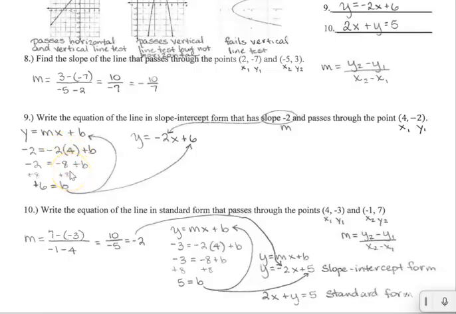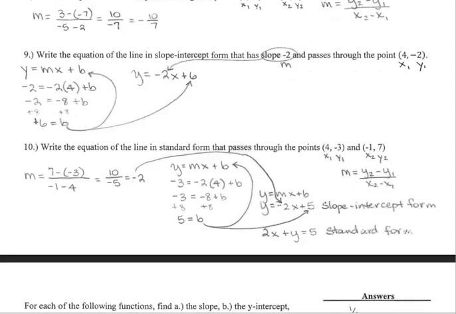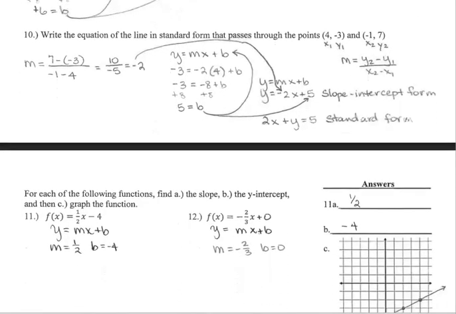So let's add 8 to both sides and we'll get b is equal to 6. So now to write our equation, y equals mx plus b, the slope was negative 2, and we just found b was 6. So our answer would be y equals negative 2x plus 6. All right, then for number 10, they ask us to write the equation of the line in standard form.